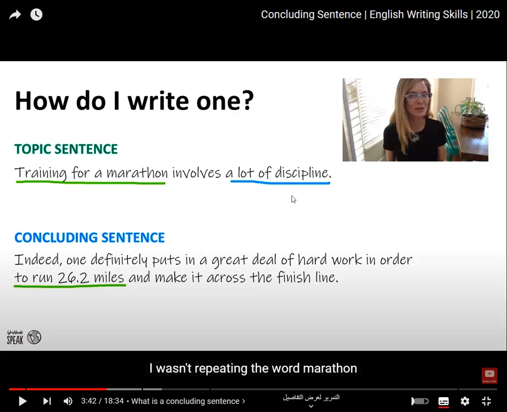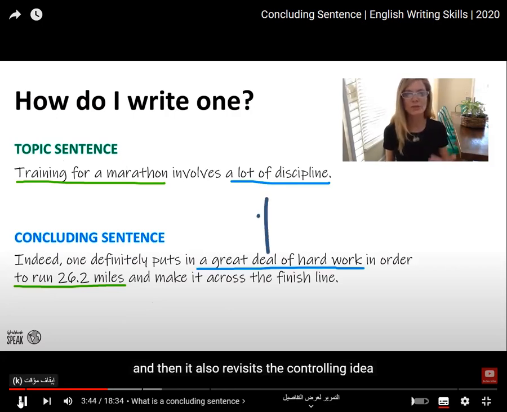إذن أنا قلت نفس اللي قلته في التوبيك سنتنس، الجملة اللي عملت بيها مقدمة الباراجراف، قلتها في الكونكلودينج بس بأسلوب تاني وبكلمات تانية. دي بنسميها بارافريز. بالظبط. وهنديك أمثلة تانية دلوقتي، بس خلينا نركز شوية.